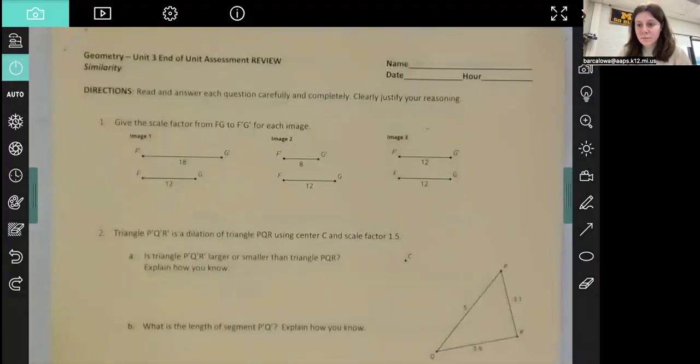Zoom in. Whoops. What's happening? There we go.